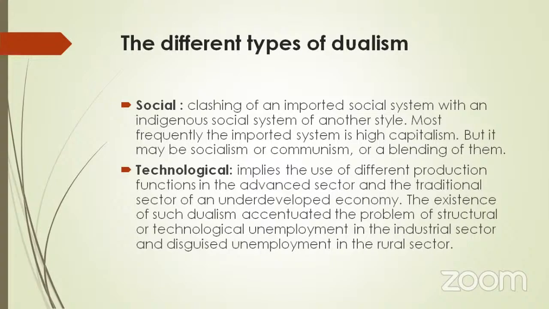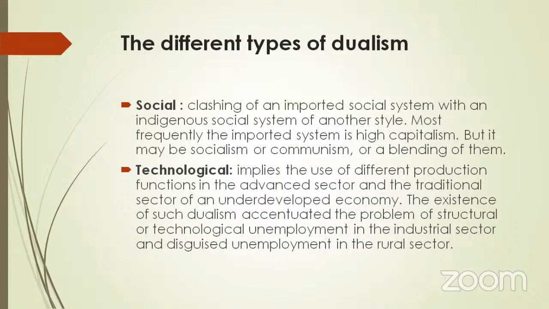So various types of dualism. There is social dualism. There is technology dualism. Different types of production. And when we look around in our own country, we see that there is traditional agriculture where labor is being employed, and there is technology which is being employed. So there is a sort of dualism which happens.